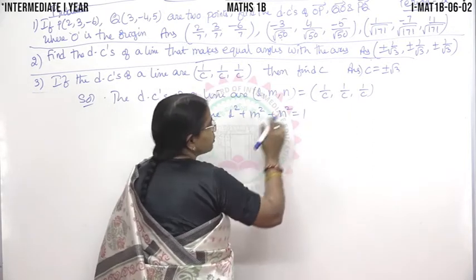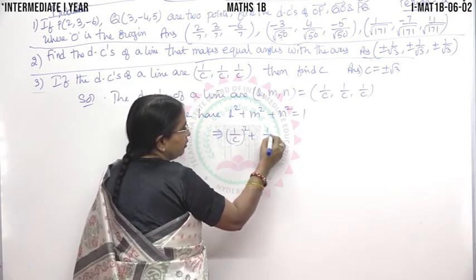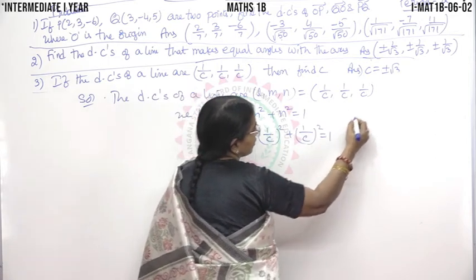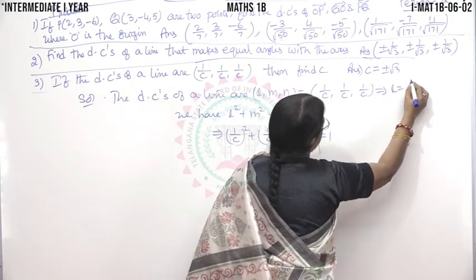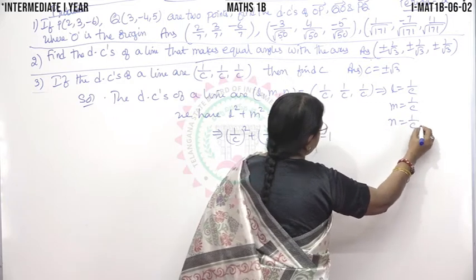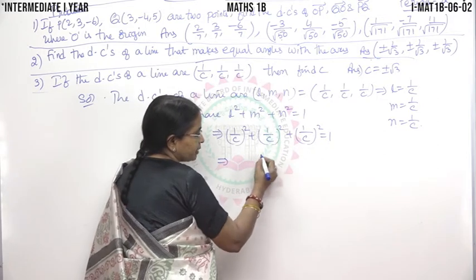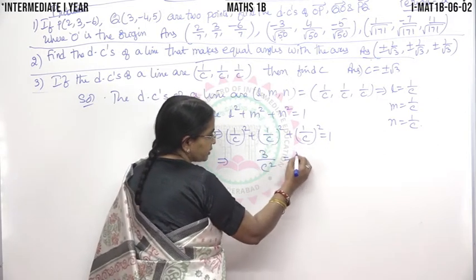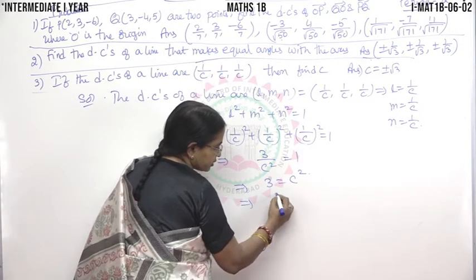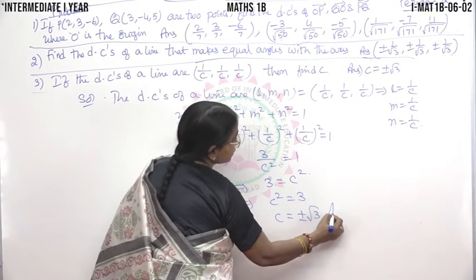So when you equate the corresponding coordinates, L is 1 by C, M is also 1 by C, N is also 1 by C. So 1 by C whole square plus 1 by C whole square plus again 1 by C whole square is equal to 1. That means 3 by C square is equal to 1. So when you cross multiply, 3 is equal to C square. So C square is equal to 3, which implies C is equal to plus or minus root 3. So this is your answer.